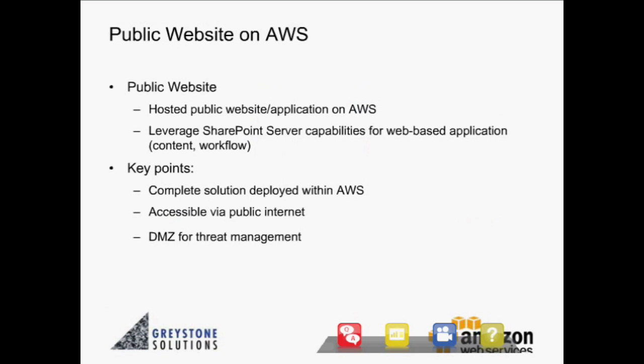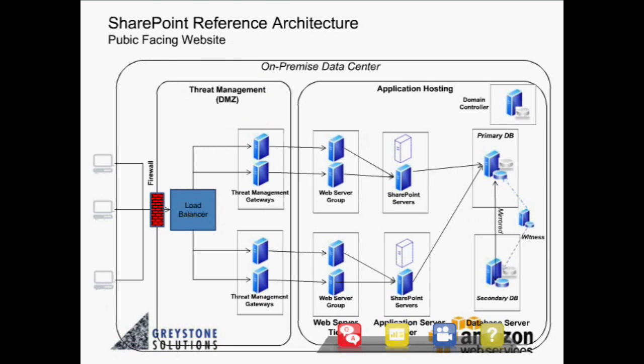As far as the public website goes, it's a hosted public website application. You may want to run this completely in AWS environment. It doesn't have to be a hybrid solution. No dependencies on the infrastructure back to the corporate center. In this scenario, you have a DMZ type setup with the public subnets, and then you have basically your application hosting environment with the web servers, app servers, and database servers in private subnets.